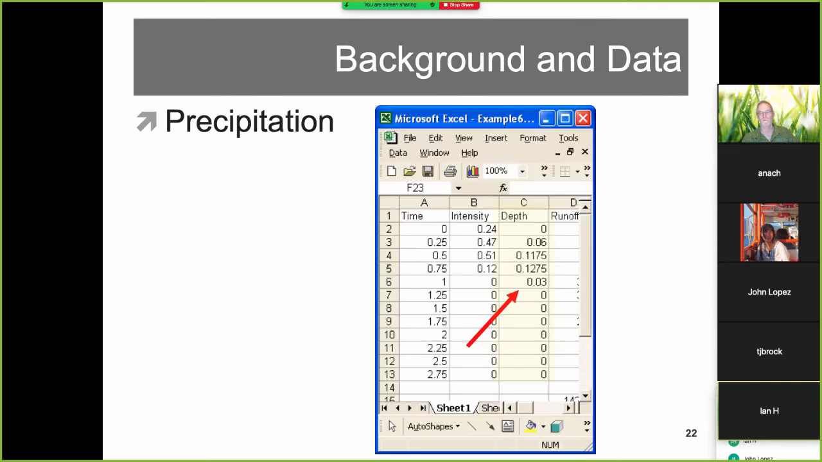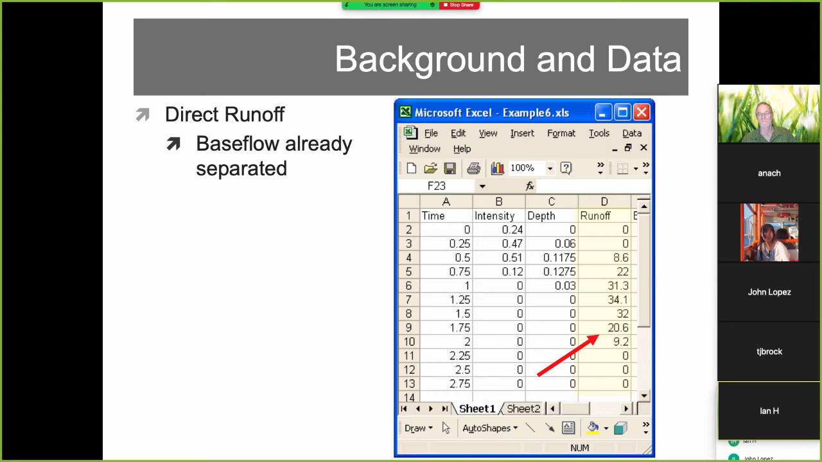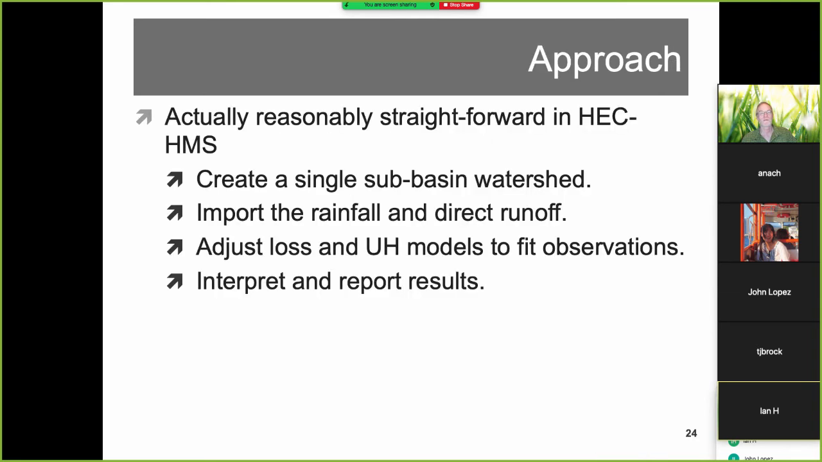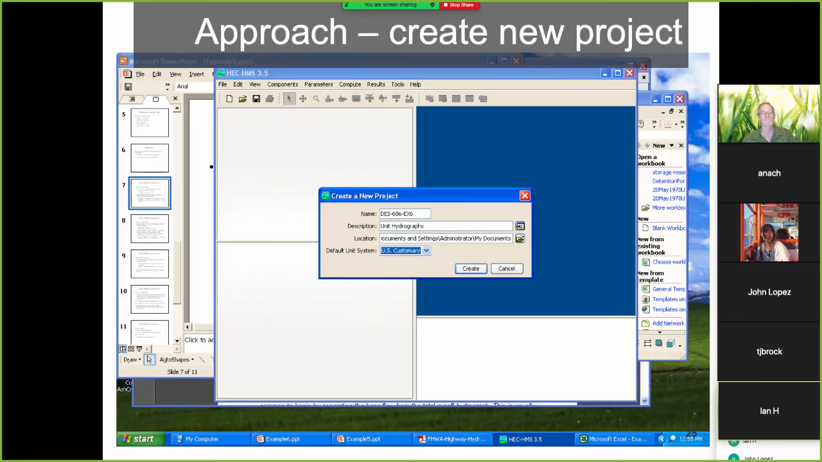So we would prepare the precipitation for that example. This is a precipitation spreadsheet. Direct runoff has already been given. Then the approach would be to create a single basin watershed, import the rainfall and runoff, adjust losses and unit hydrograph models to fit observations, interpret, and report the results.